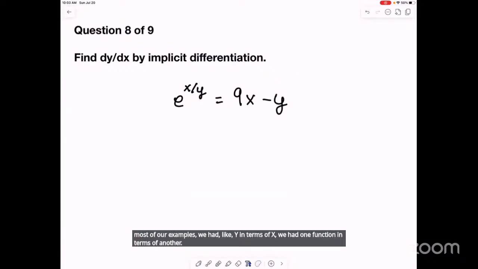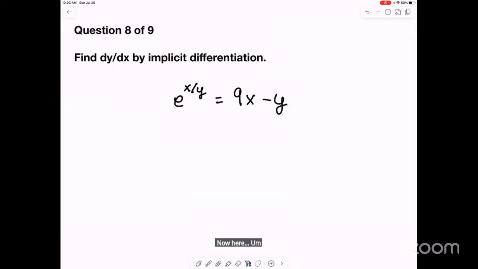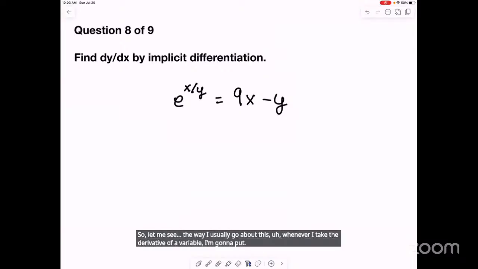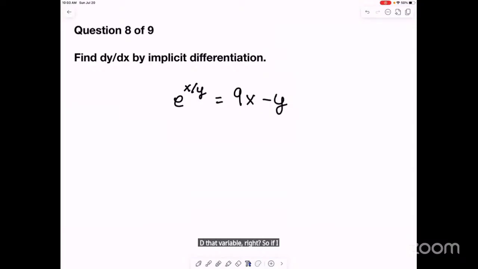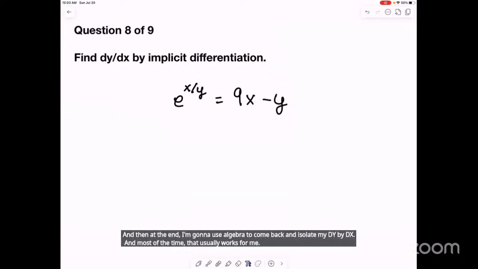Now here, it was explicitly y in terms of x. Now we have to differentiate implicitly. Notice that we have x and y on both sides of the equation, right? The way I usually go about this, whenever I take the derivative of a variable, I'm going to put d that variable, right? So if I take the derivative of x, I'm going to put dx. If I take the derivative of y, I'm going to put dy. And then at the end, I'm going to use algebra to come back and isolate my dy by dx. And most of the time, that usually works for me, right?